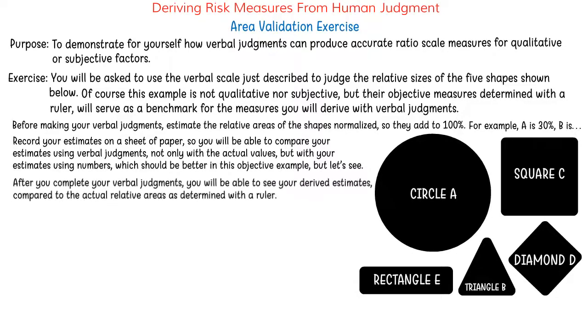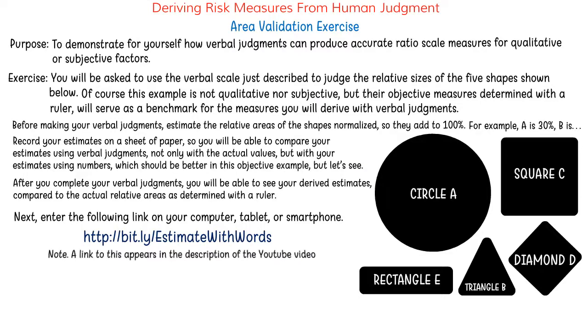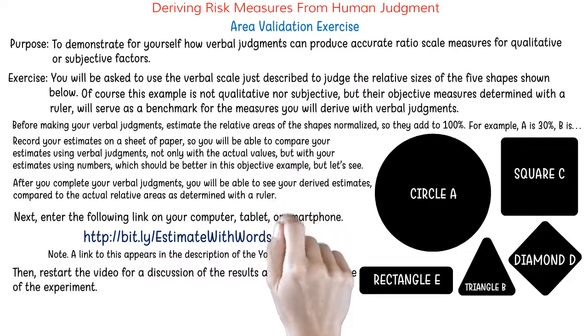After you complete your verbal judgments, you will be able to see your derived estimates, compared to the actual relative areas as determined with a ruler. Next, enter the following link on your computer, tablet, or smartphone. http://bit.ly/estimate with words. Note: a link to this appears in the description of the YouTube video. Then, restart the video for a discussion of the results and the significance of the experiment.